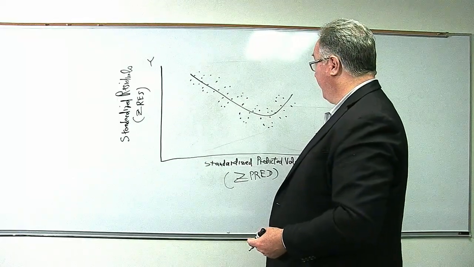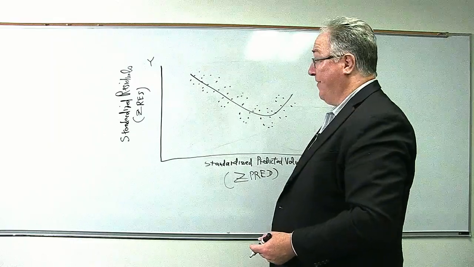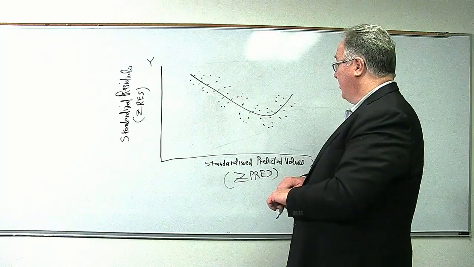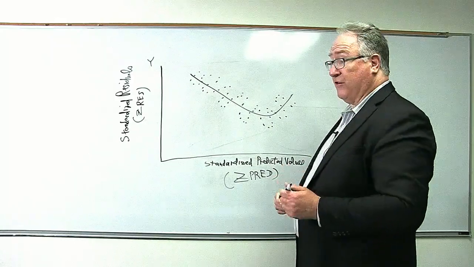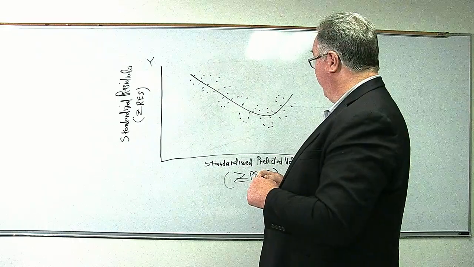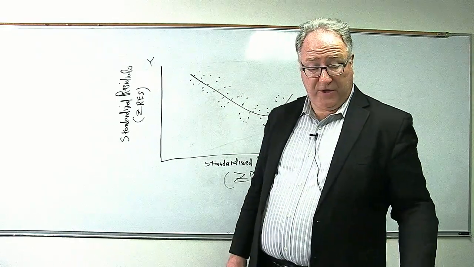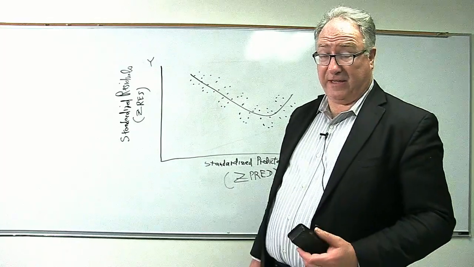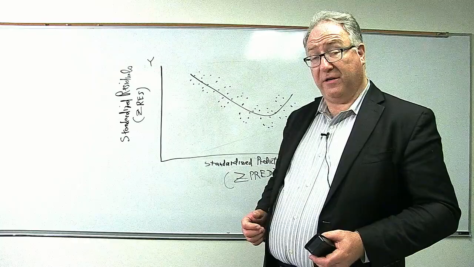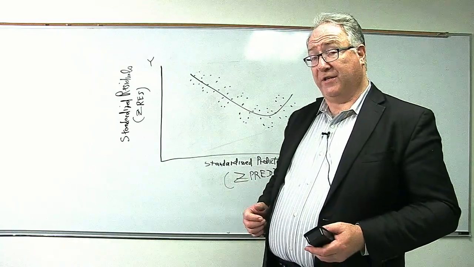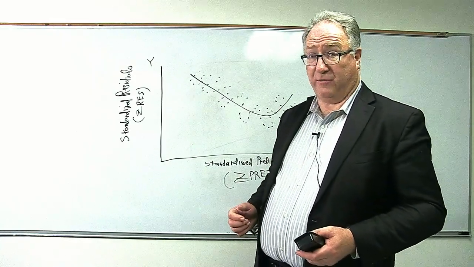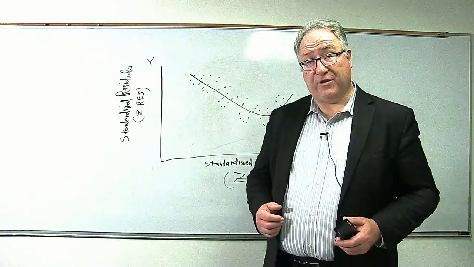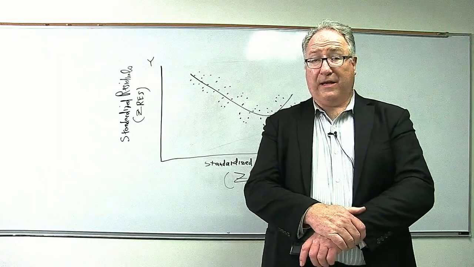And whenever you see a curve in the pattern of the dots, that means that you have not met the linearity assumption. So you don't want to see a funnel shape or a curve in your dots, because if you do, then with a funnel shape, you have not met the homoscedasticity assumption, and with a curve in the dots, you have not met the linearity assumption. And so there you are. That's how you test the assumptions of homoscedasticity and linearity.